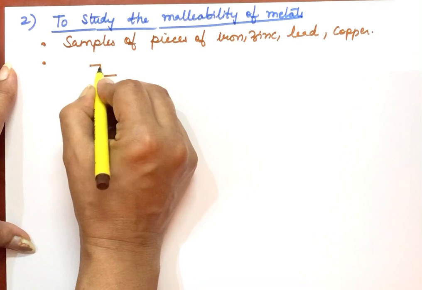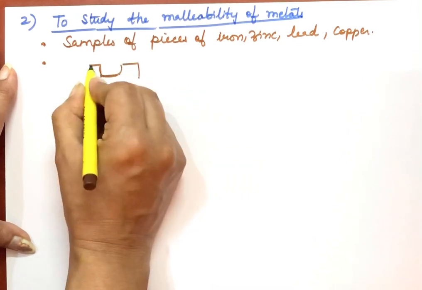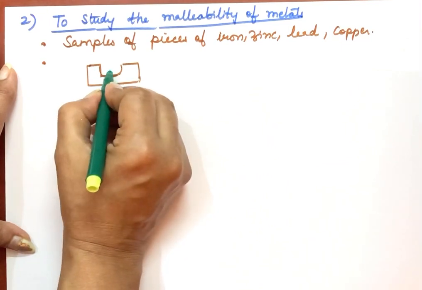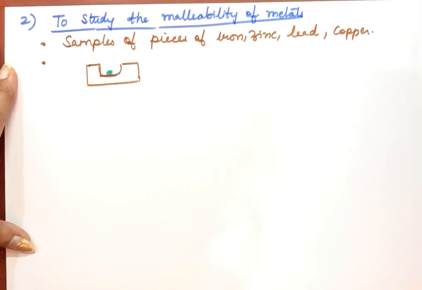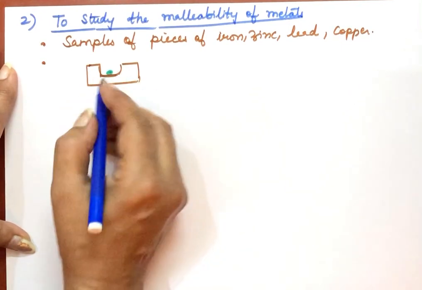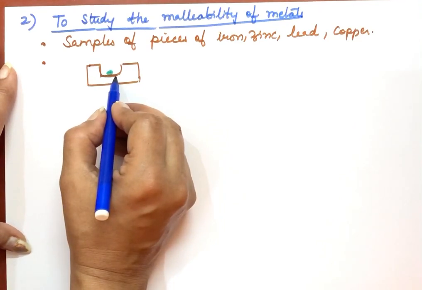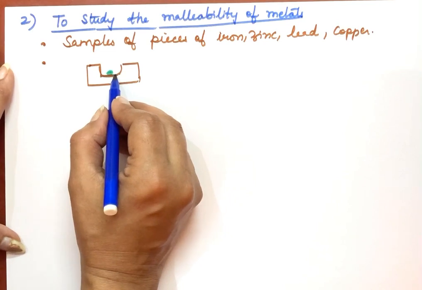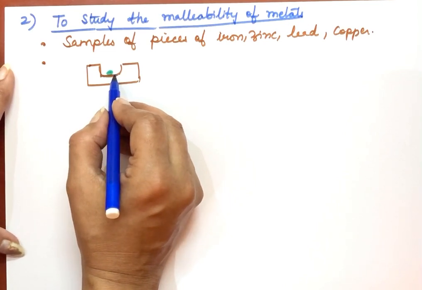A block of iron we'll take, and one by one we will keep these small pieces of metals on this block, and we have to hammer them. 3 to 4 times we have to hammer each small piece of metal, and then we will see whether these metals can be changed into thin sheets on hammering them.